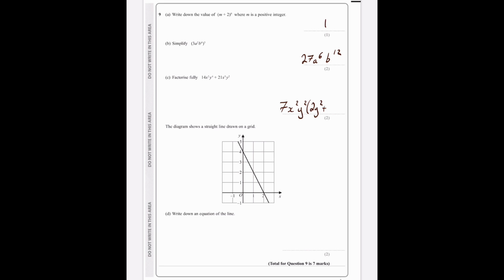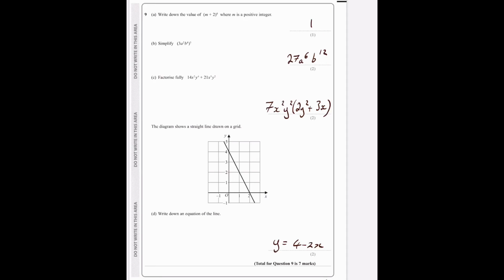Factorising fully, the highest common factor is 7x squared y squared. That is the only correct answer for a full factorisation. And then y equals 4 minus 2x. If you did minus 2x plus 4, that's absolutely fine.